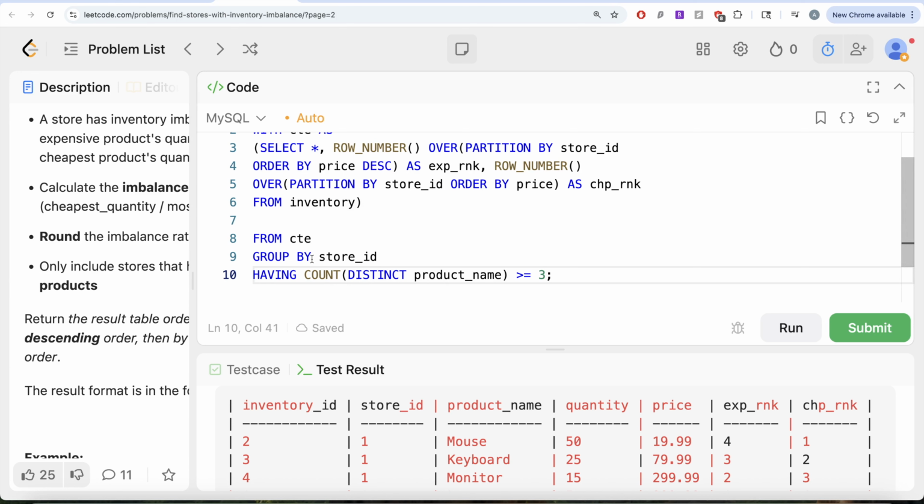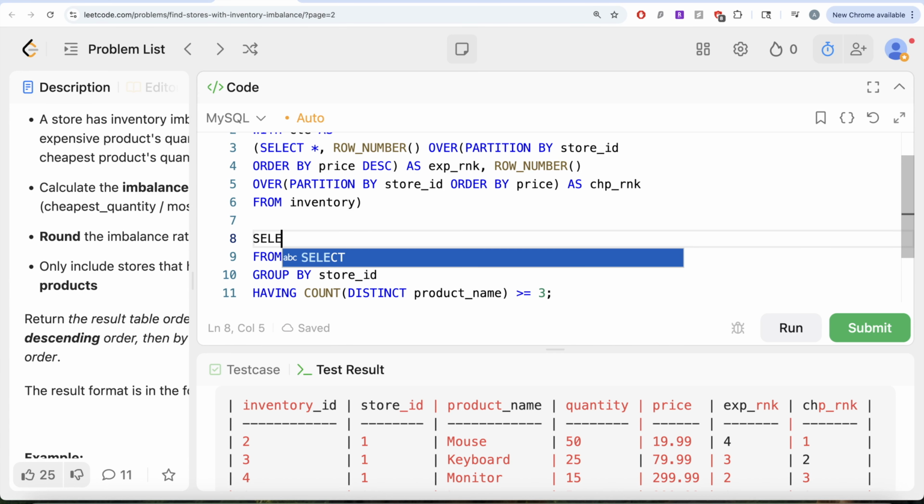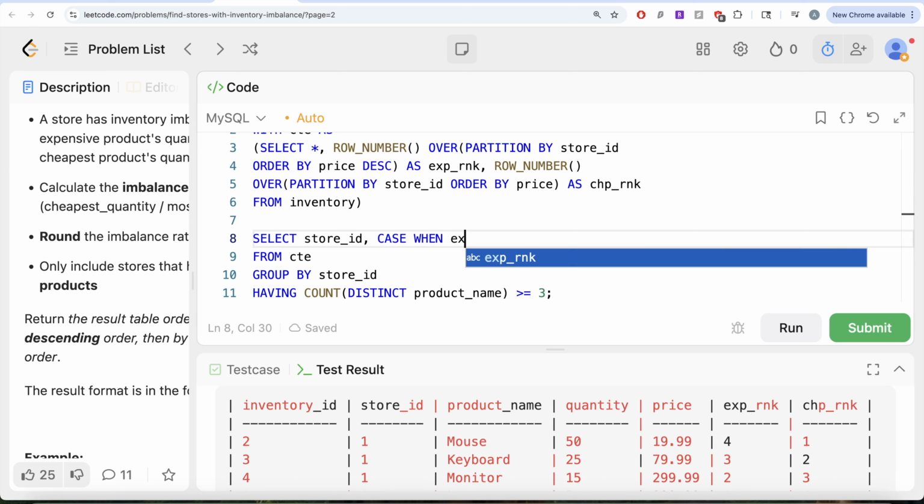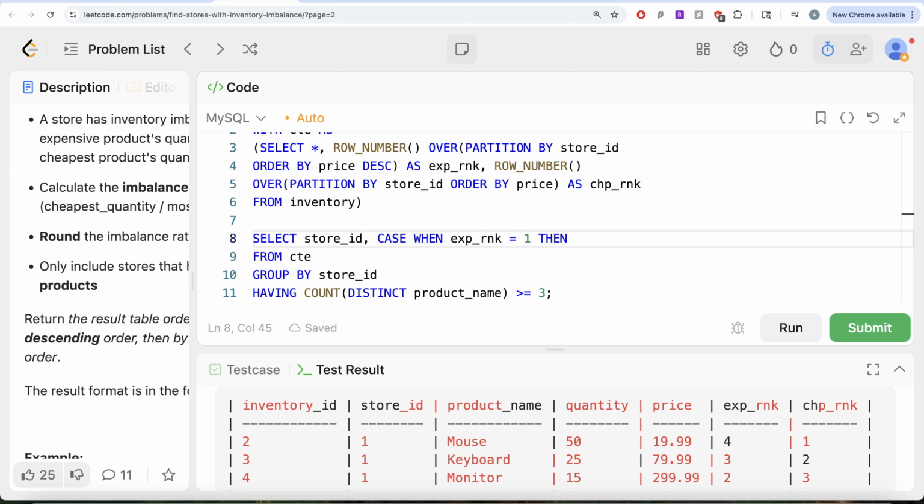Now what we can do is return all such store IDs, and then you also return the name of the most expensive, least expensive, the quantities, and the ratio. So we can use CASE WHEN your expensive rank is equal to 1, then you give me the product name, else it's null, END the case statement.